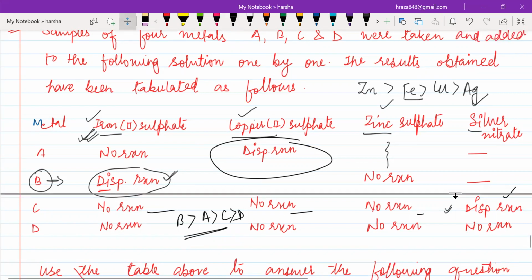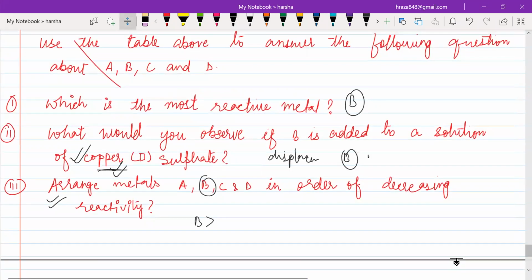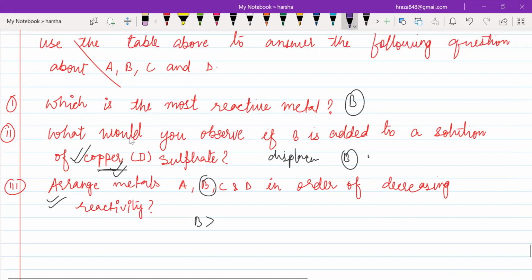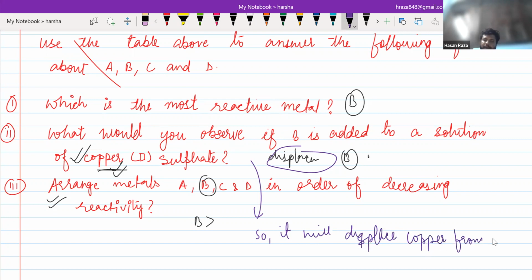Please write it. So what should we write for the second question? If B is added to copper sulfate, it will displace copper. What would you observe? There will be a displacement reaction. B will replace copper. So it will displace copper from its copper sulfate solution. You can write that.